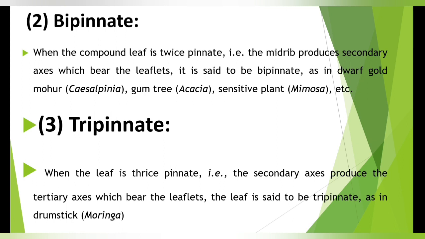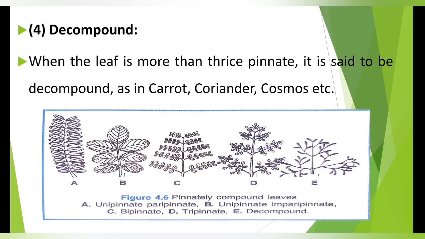Then tripinnate, when the leaf is thrice pinnate, that is, the secondary axis produces tertiary axis which bear leaflets. Then decompound. When the leaf is more than thrice pinnate, it is said to be decompound, which is present in your carrot, coriander and cosmos.